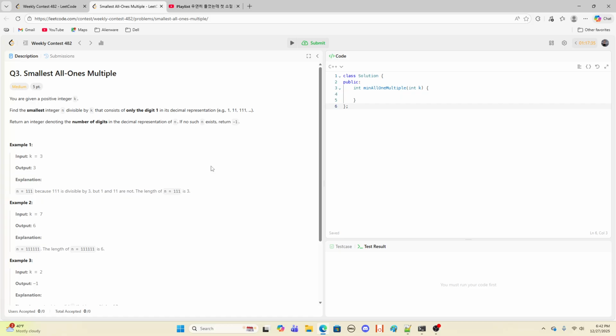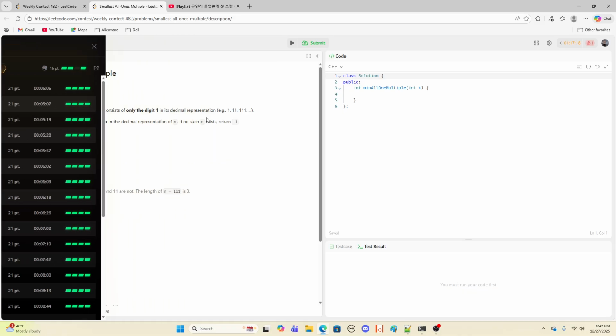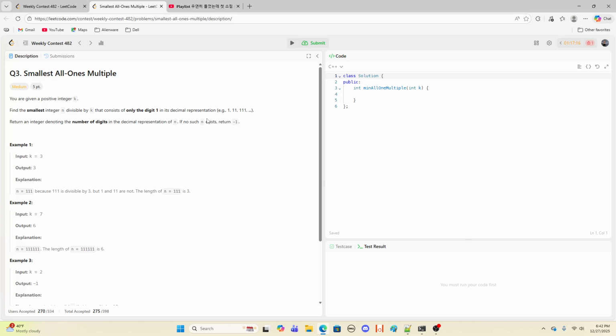Find the smallest. Okay, how do we do this? Find the smallest. How many soft? Don't be a lot. That's a lot. That's a lot. Find the smallest.